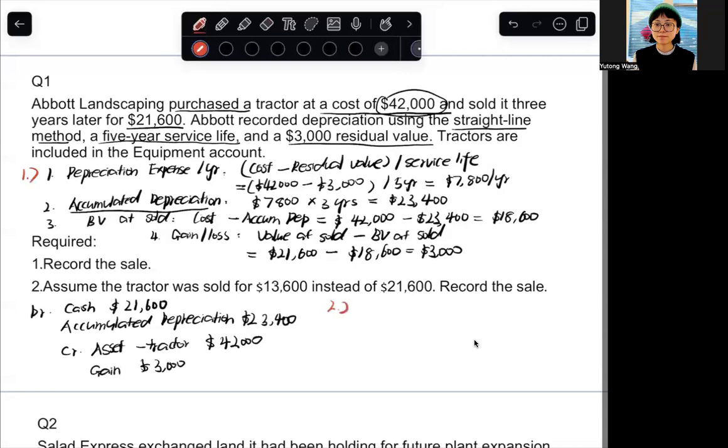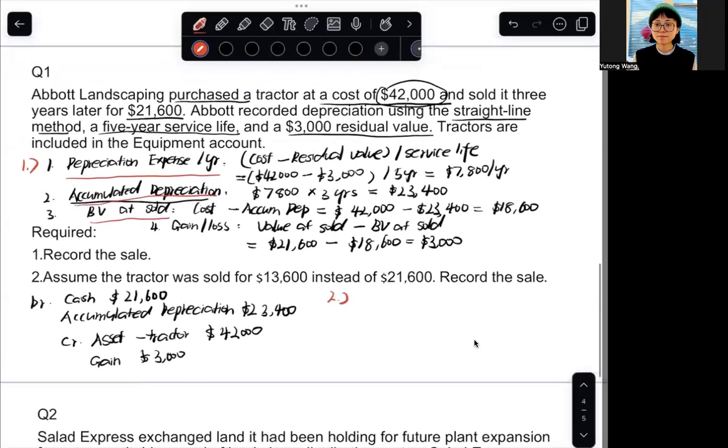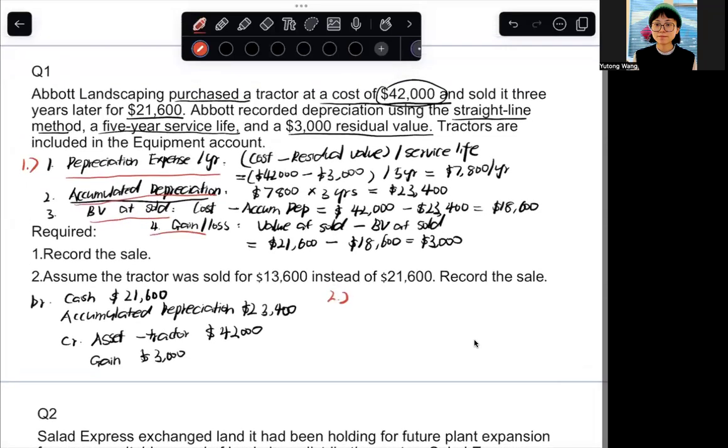The depreciation expense per year, will it change? It will not, right? No matter how much you sell the asset, it doesn't affect how to depreciate it. So depreciation expense will not change. Accumulated depreciation will not change. So book value at sale will not change. The only thing that will change is the final step. So let's do the final step.